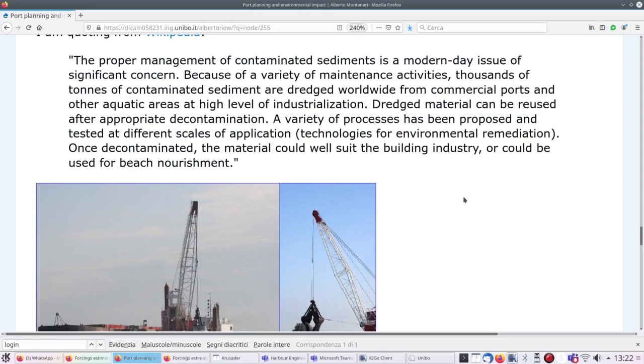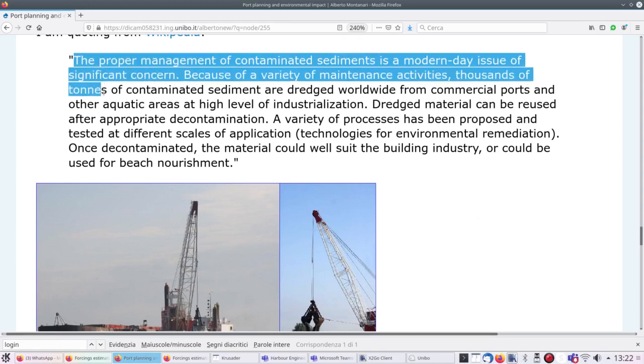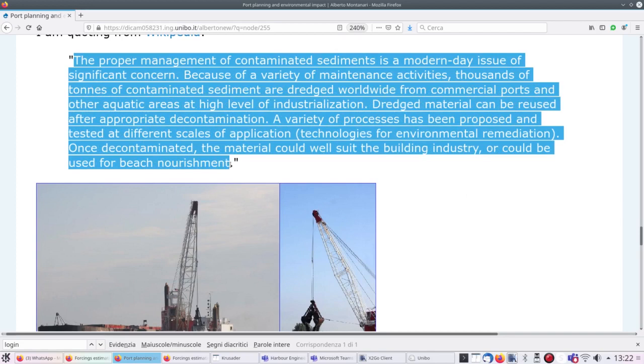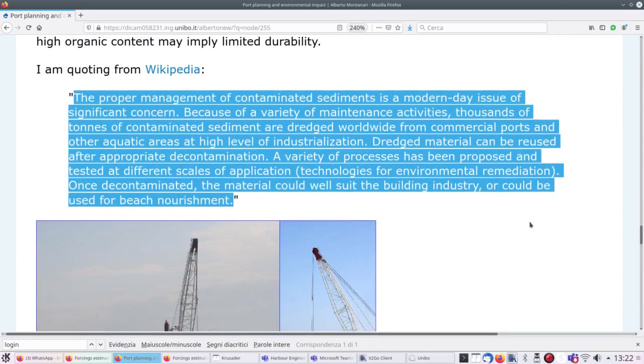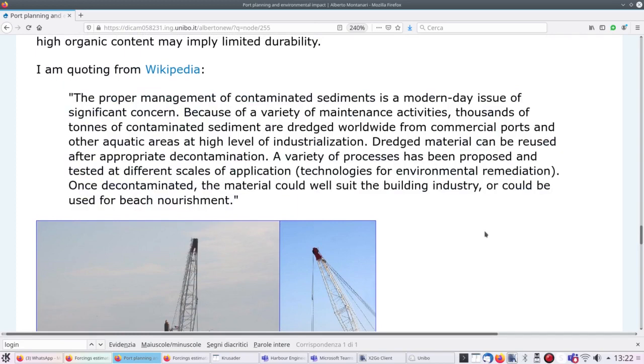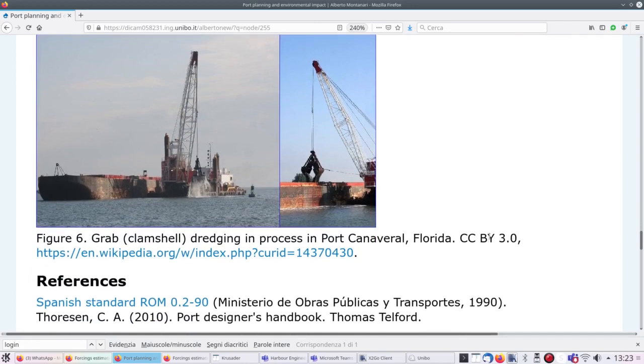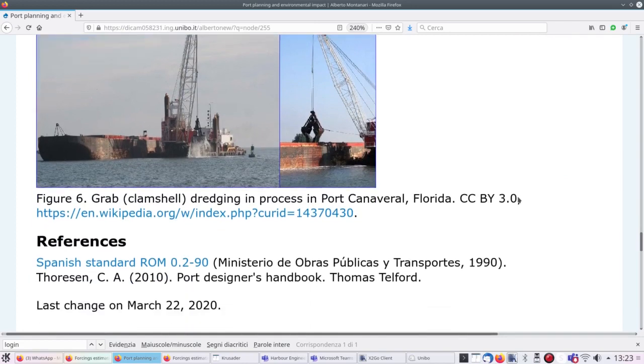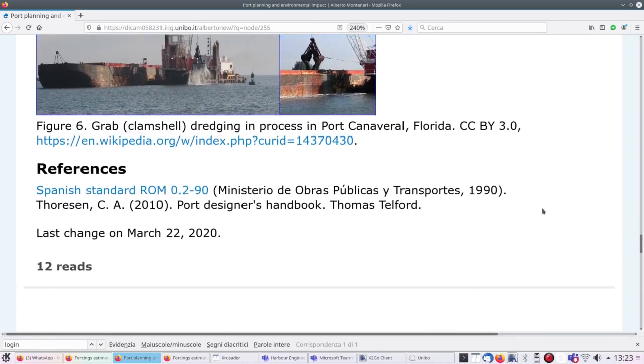And I'm not focusing on these techniques for decontaminating muds, because they are typically the focus of other courses. I just want to tell you that this is indeed a very important topic nowadays. Okay, I think that's it, even for this.